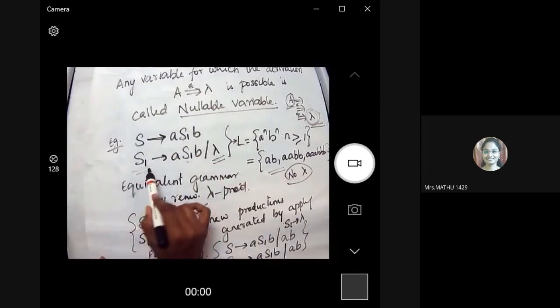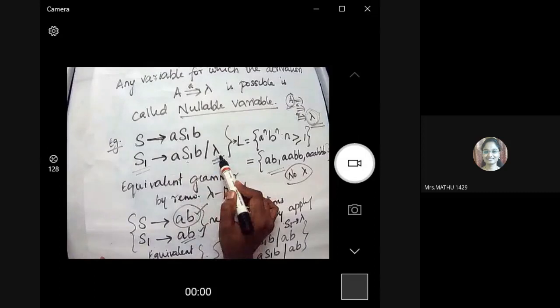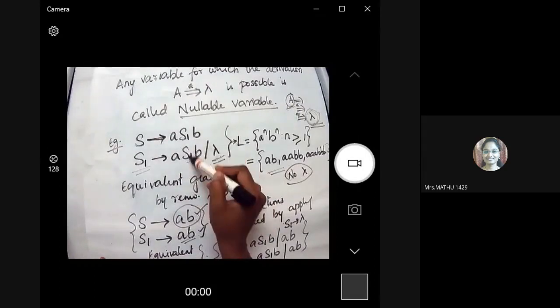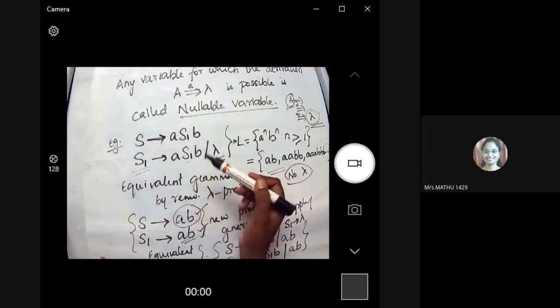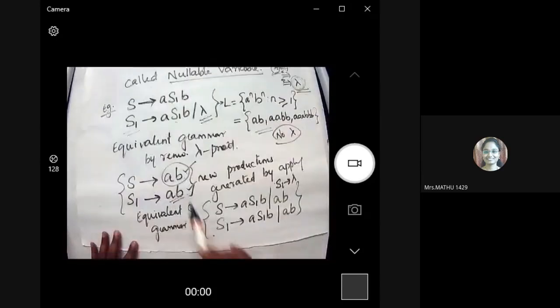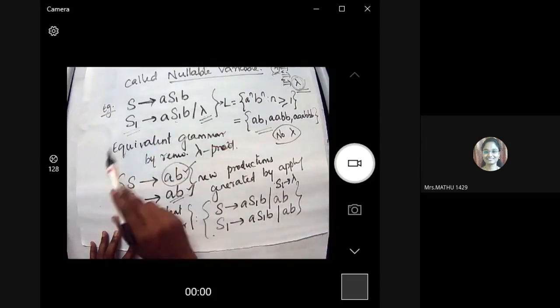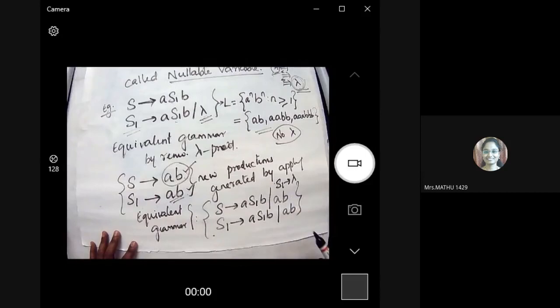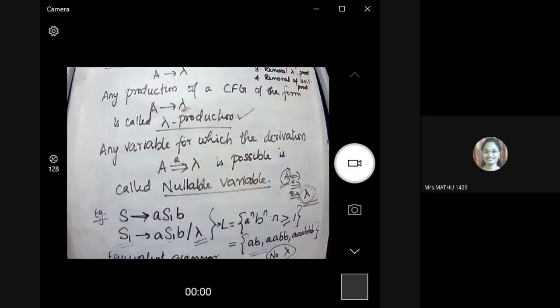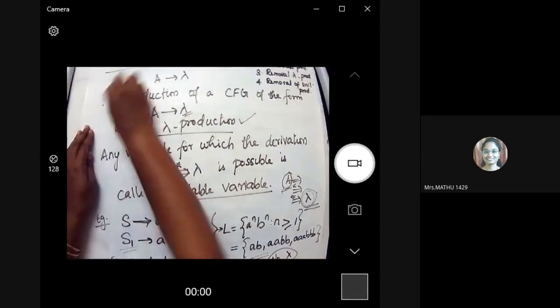Here S1 derives lambda. S1 gives lambda. So wherever S1 comes, we apply lambda and generate new productions. Then add that to the original grammar, so that you will get an equivalent grammar for your original grammar after removing the lambda production. Is that clear? So this is about removing the lambda production. We will quickly do one problem on this. I hope you have written all these things.